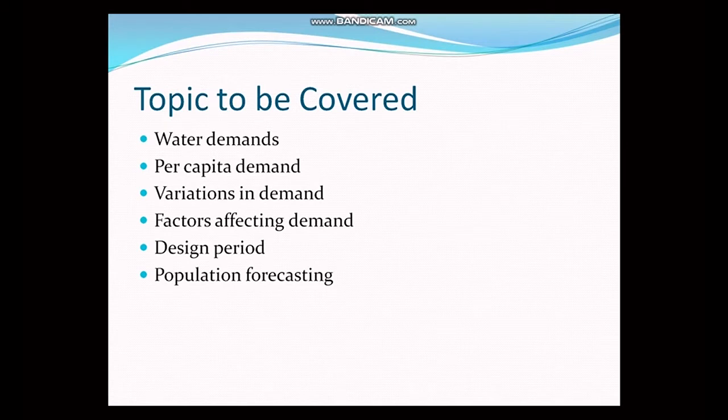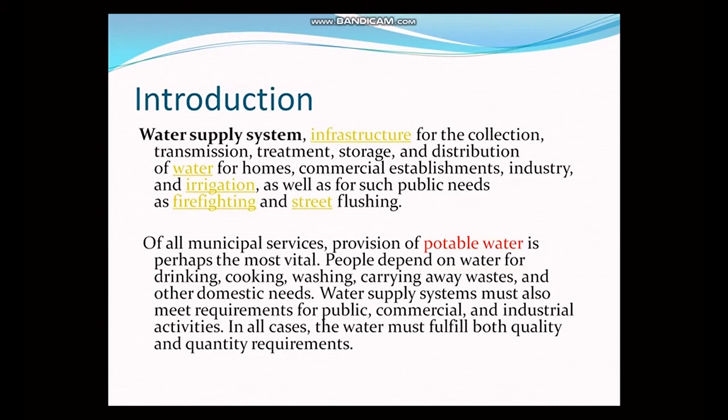Now let us first have a look at the topics that we are going to cover in this lecture. That is water demands, per capita demand, variations in demand, factors affecting demand, design period, and population forecasting. Water supply system is the infrastructure for the collection, transmission, treatment, storage, and distribution of water for homes, commercial establishments, industry, and irrigation, as well as for such public needs as firefighting and street flushing.